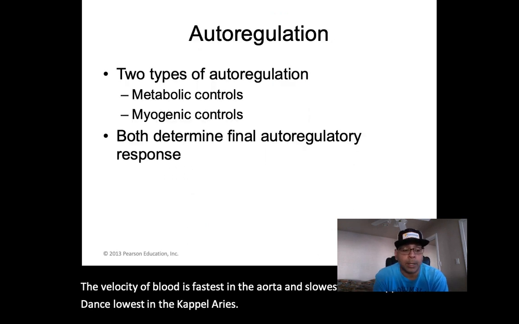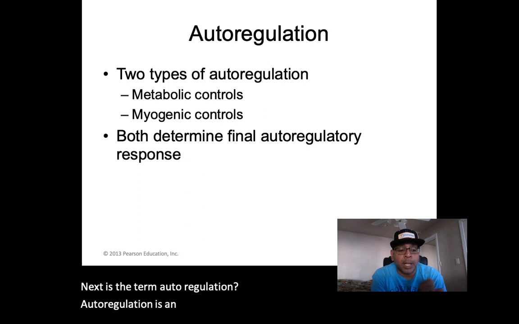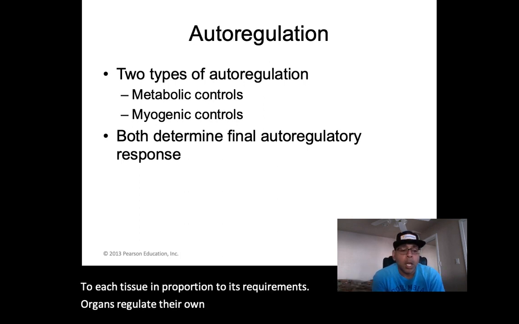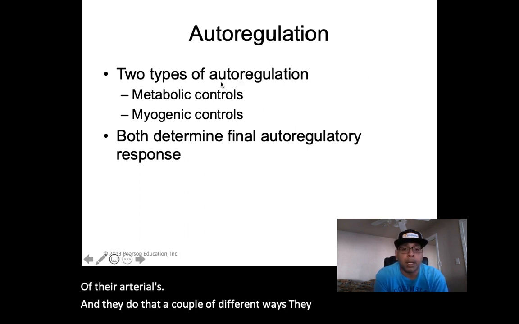Next is the term autoregulation. Autoregulation is an automatic adjustment of blood flow to each tissue in proportion to its requirements. Organs regulate their own blood flow by varying the resistance of their arterioles, and they do that a couple of different ways. They do that via metabolic controls and myogenic controls.